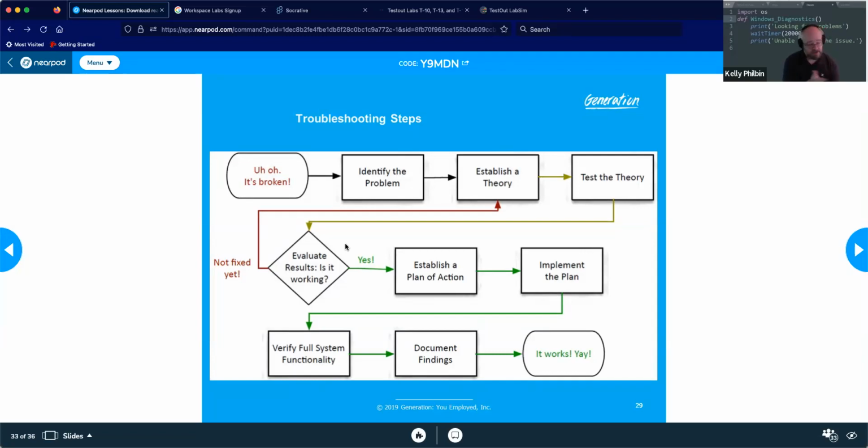After that, say you got it right though: establish plan of action, implement the plan, verify system functionality, document your findings. We had a good day, yay. Right?